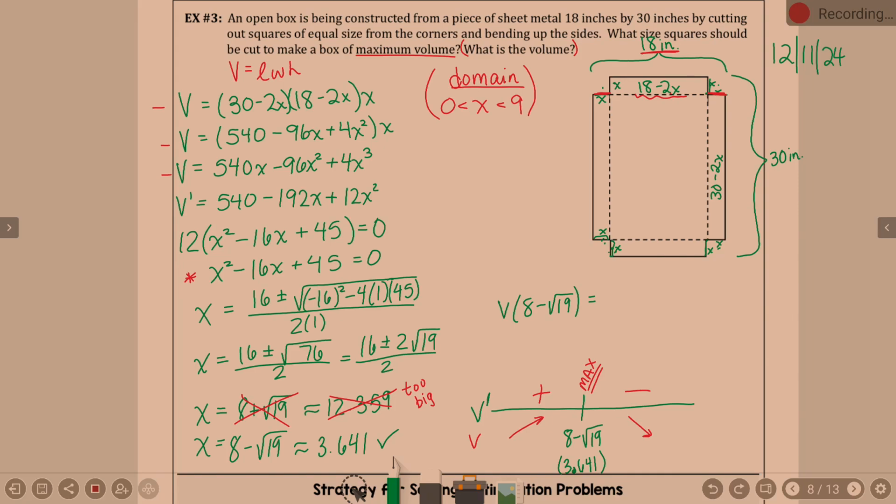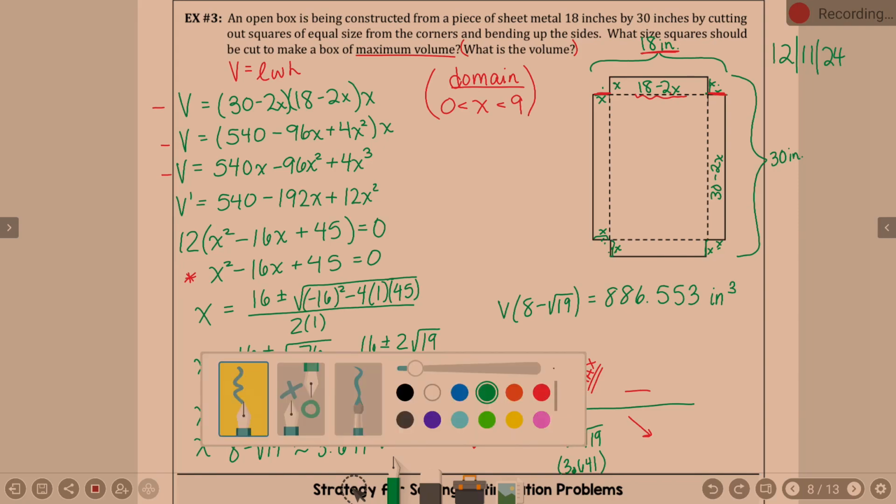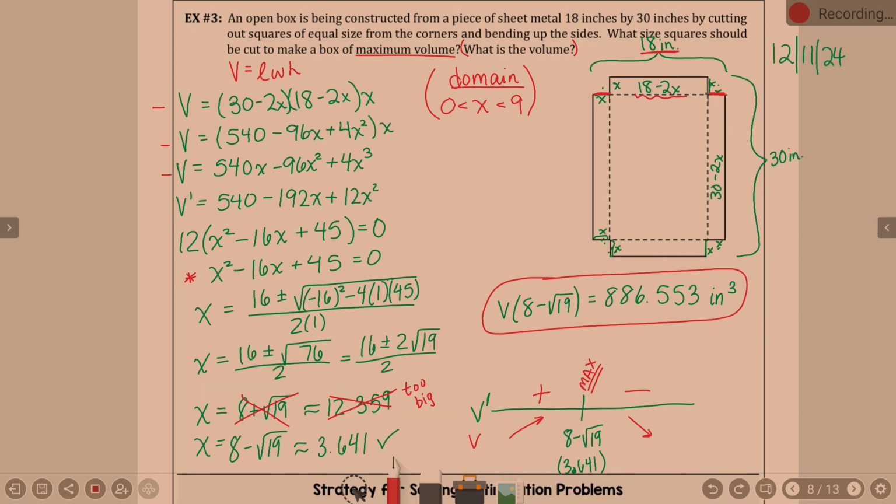886.593. I agree. I'm just getting it punched into my calculator. So you punch into the calculator, you eventually get 886.553. What would that label be? Inches cubed. It's volume, so always cubed. In this case, it's inches. So that right there, what is the volume?